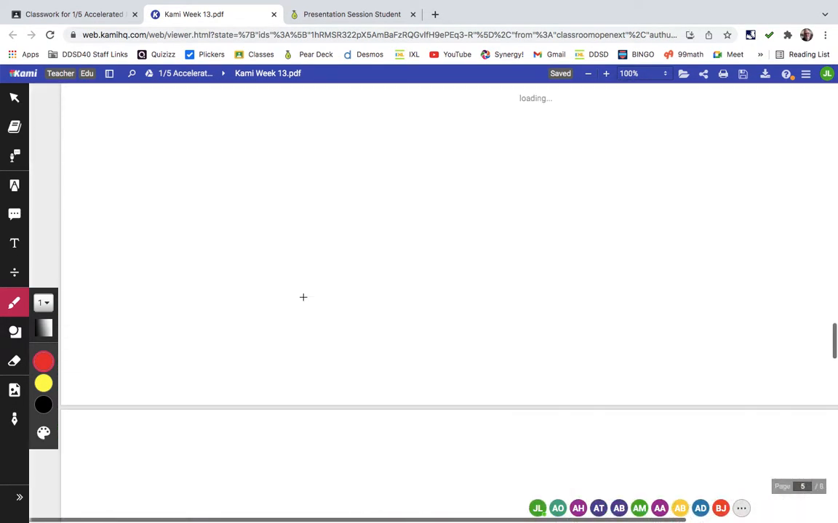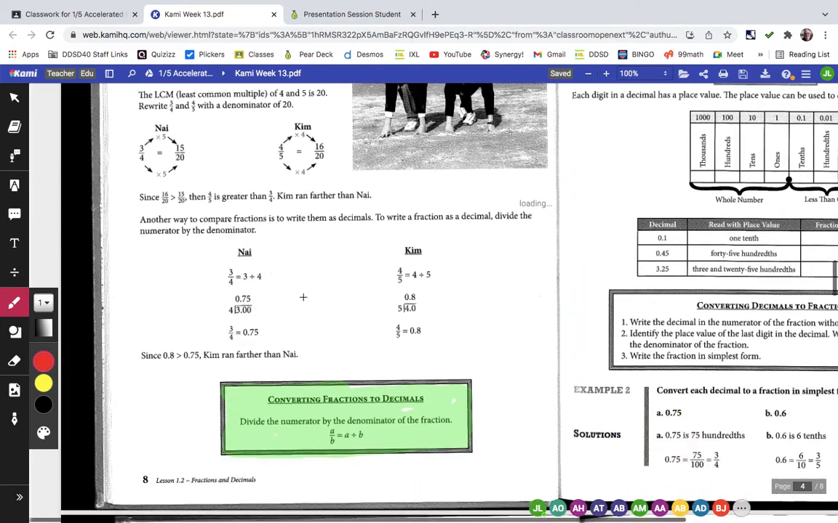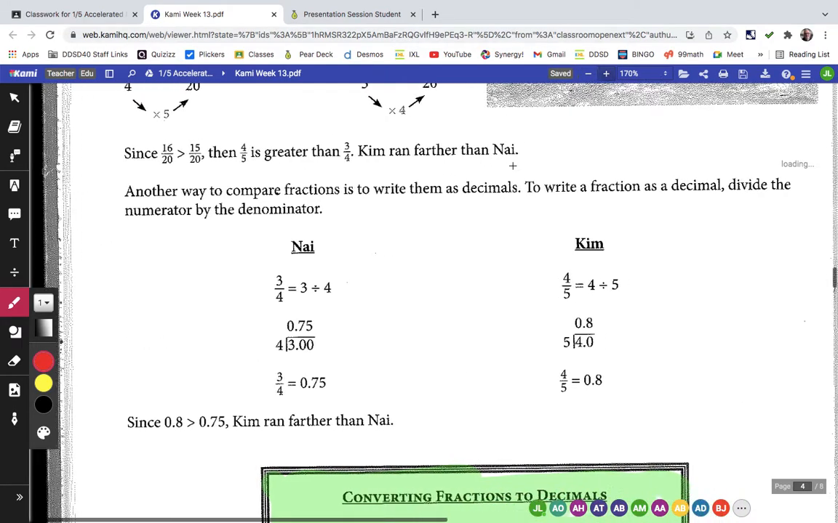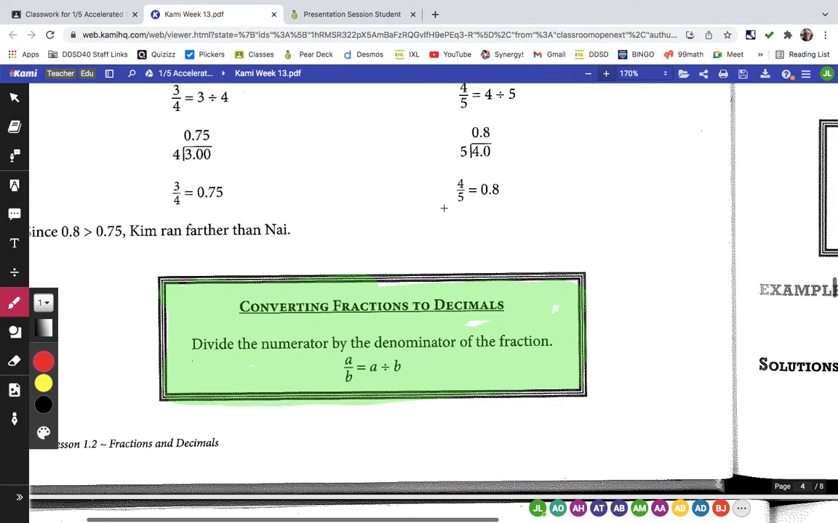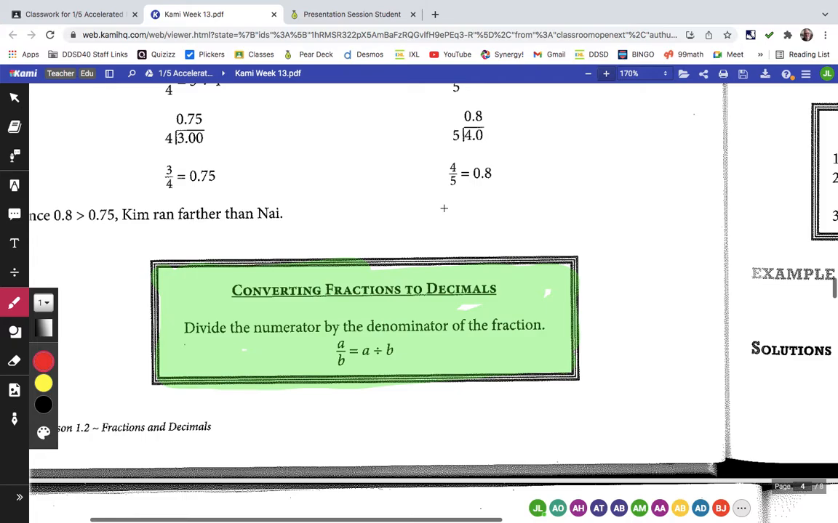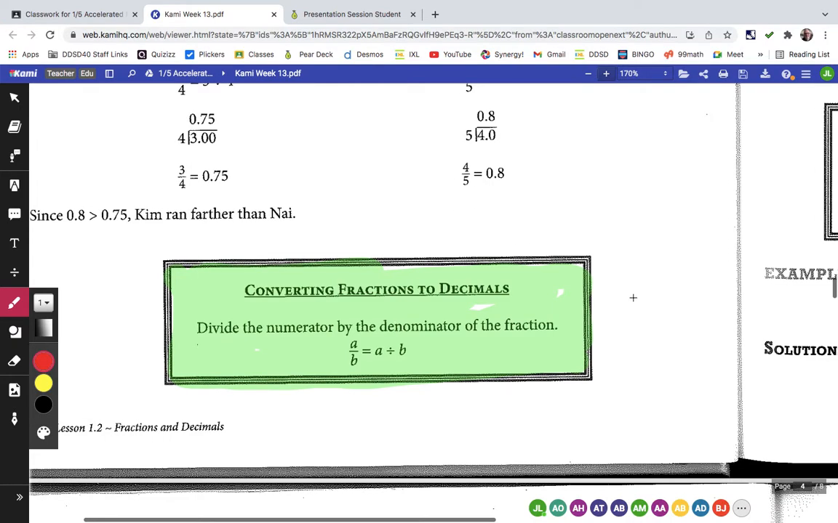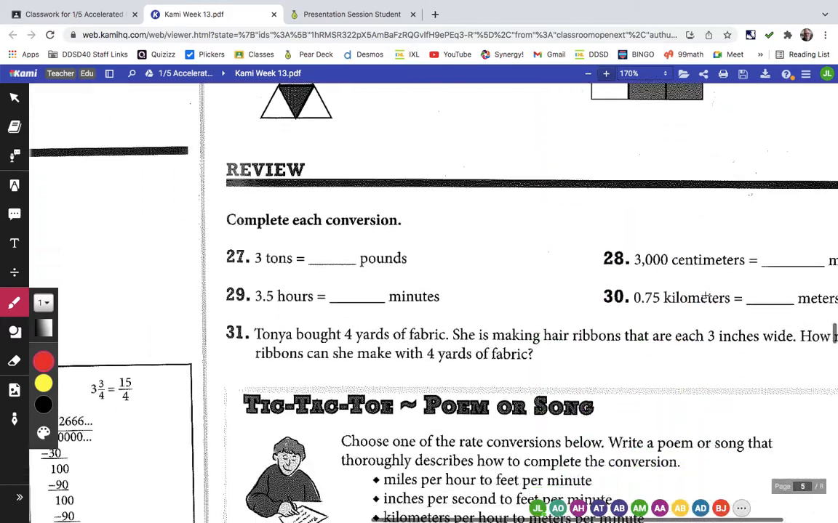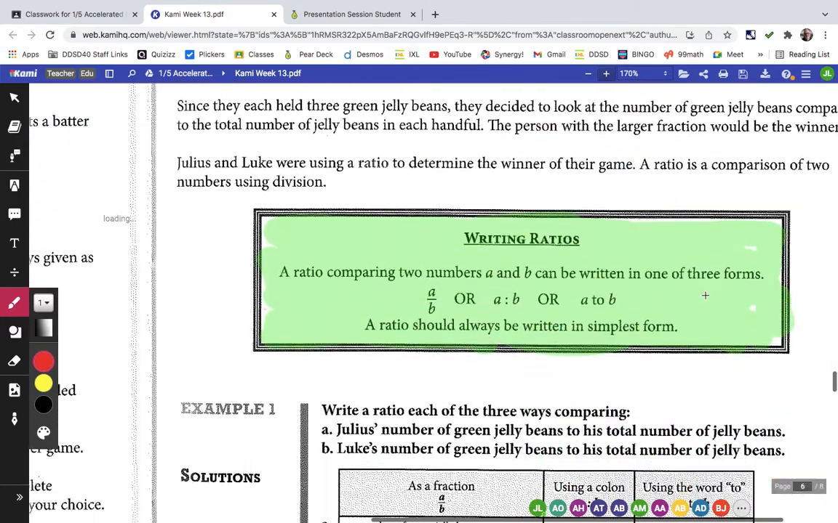So let's go up here and zoom in a little bit. I want you to put in how to convert fractions to decimals. So put that in your notes. I'll pause here if you need to see that, or you can go to CAMI week 13 and open it up and put that in your notes. It should still be highlighted when you open it up. And writing ratios, how to write the three formats. It looks like a fraction, and using a colon and the word to.